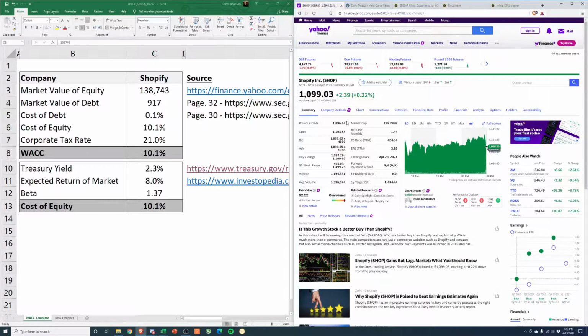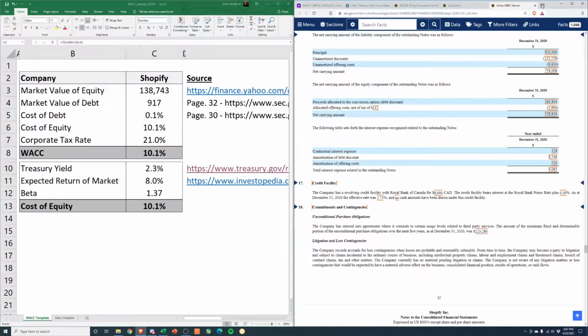Market cap of equity. This is really just their market cap, so 138 billion. I keep my numbers in millions in here. So this is like 138,743 million, or 1,000 million. So basically add 6 zeros. Anyways, market value of debt. So this is a fun one.